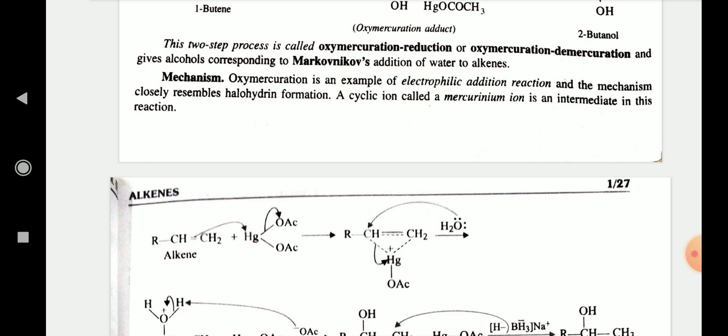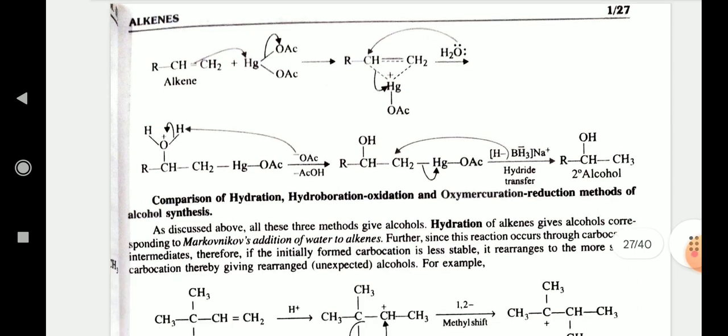alkenes. Mechanism. Oxymercuration is an example of electrophilic addition reaction and the mechanism closely resembles halohydrin formation. A cyclic ion called a mercurium ion is an intermediate in this reaction.